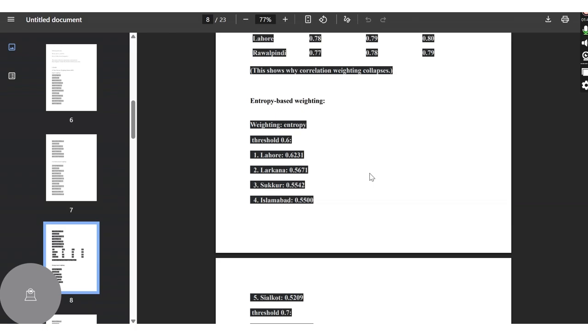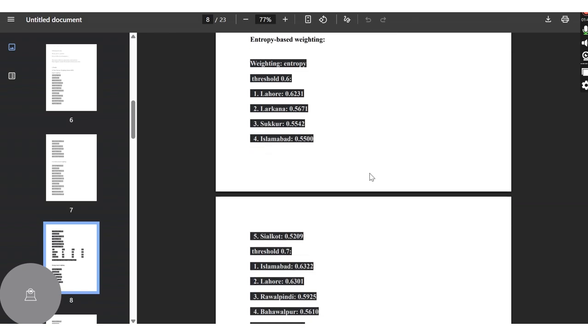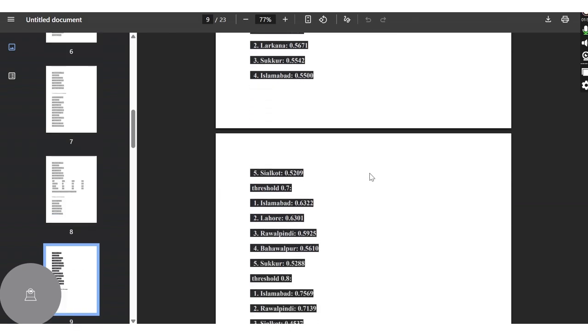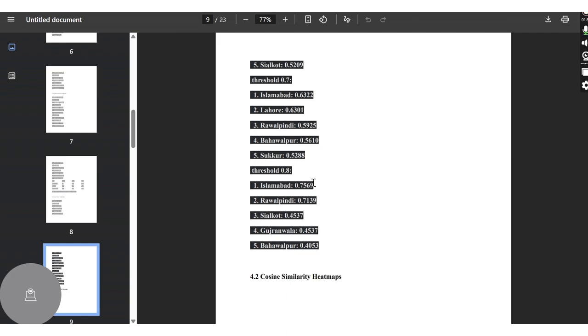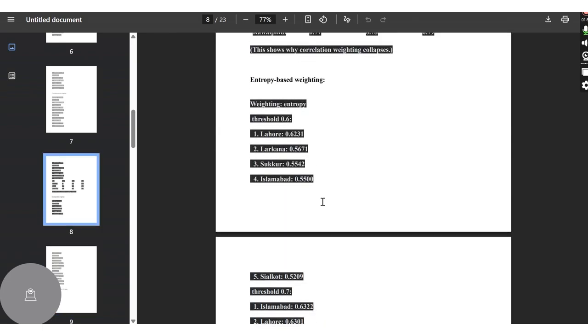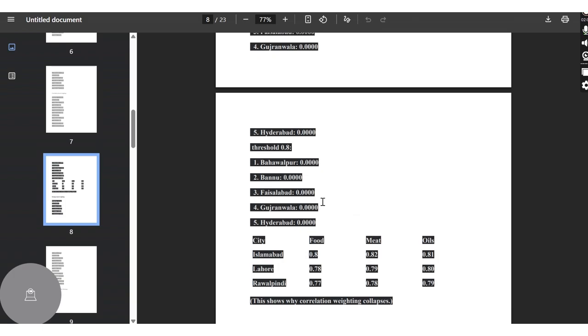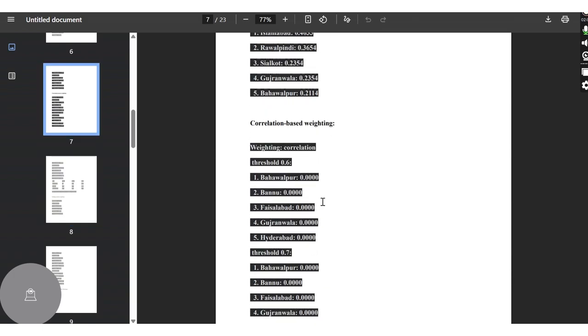So cities with higher price variability like Bahawalpur and Sukkur gain influence, while Islamabad and Rawalpindi remain strong at a threshold of 0.8. As you can see here, both have scores of 0.7569 and 0.7139. Lastly, we have correlation based weighting, where we can show all the zeros because the centrality patterns are highly correlated across categories, making the scores collapse.